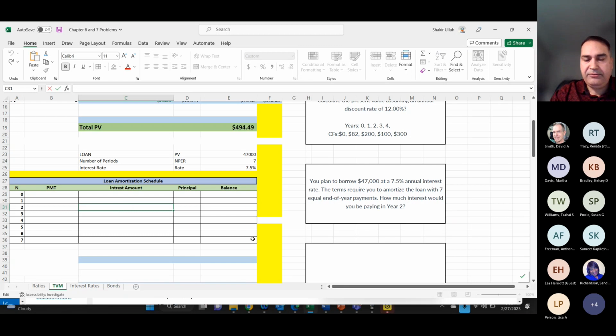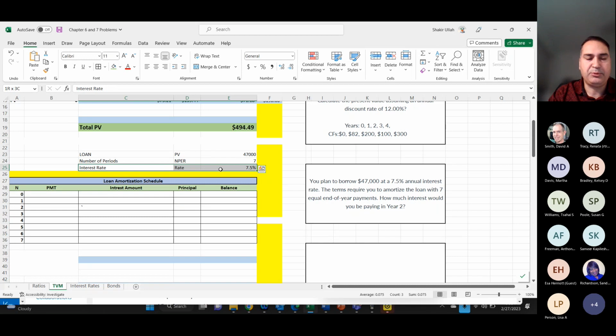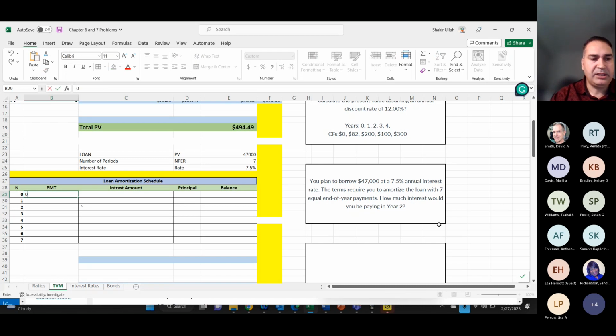Okay. And for the table, I need to find the payment. So I first record the values. The loan is 47,000. Number of periods are 7. Interest rate is 7.5%. So let me calculate the payment. In year 0, of course, we don't make any payments, so the payment is 0. Interest would be 0. Principal would be 0.